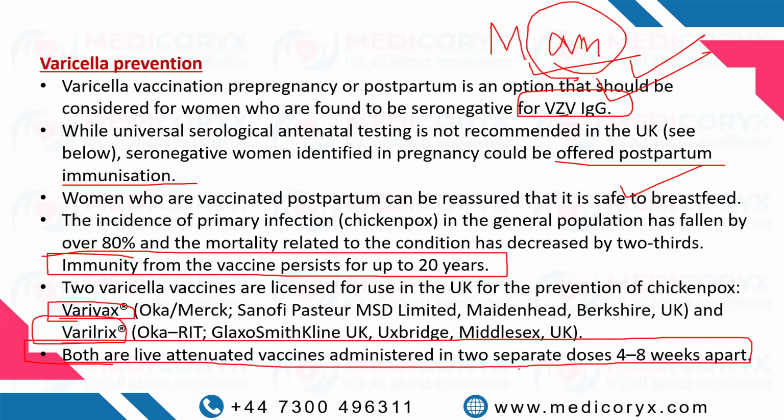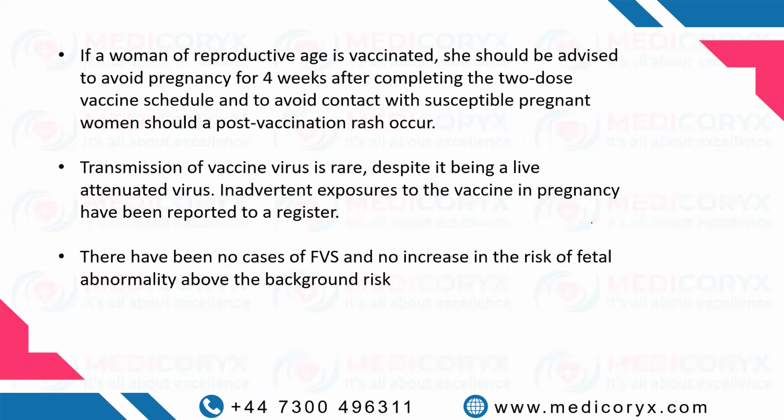So we will give two doses at least 4 weeks apart, and after that we will advise the woman to have contraception for 4 weeks. If a woman of reproductive age is vaccinated, she should be advised to avoid pregnancy for 4 weeks after completing the two-dose vaccine schedule, and to avoid contact with a susceptible pregnant woman should a post-vaccination rash occur. Because a mild illness can occur after the vaccine as well, as it is a live attenuated vaccine.